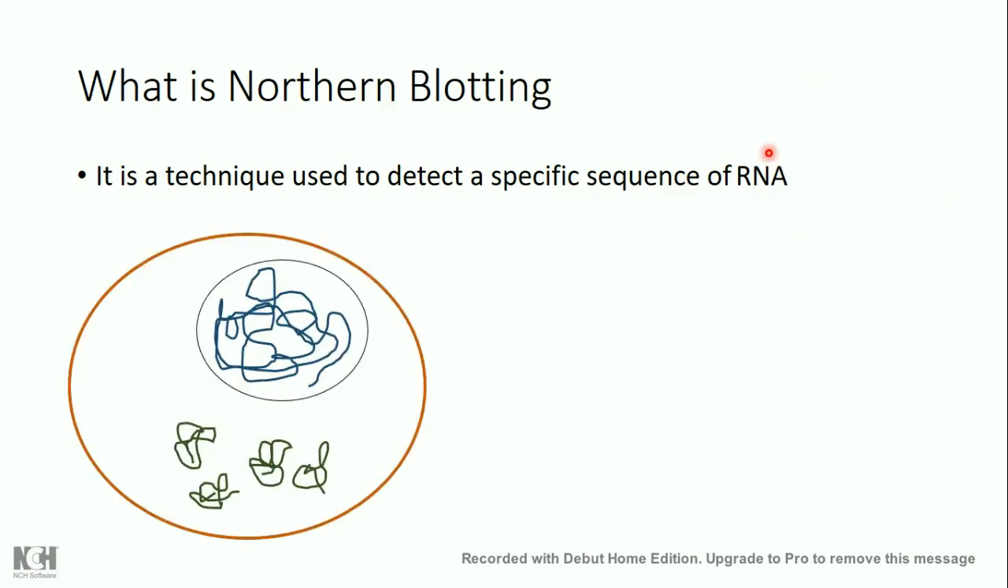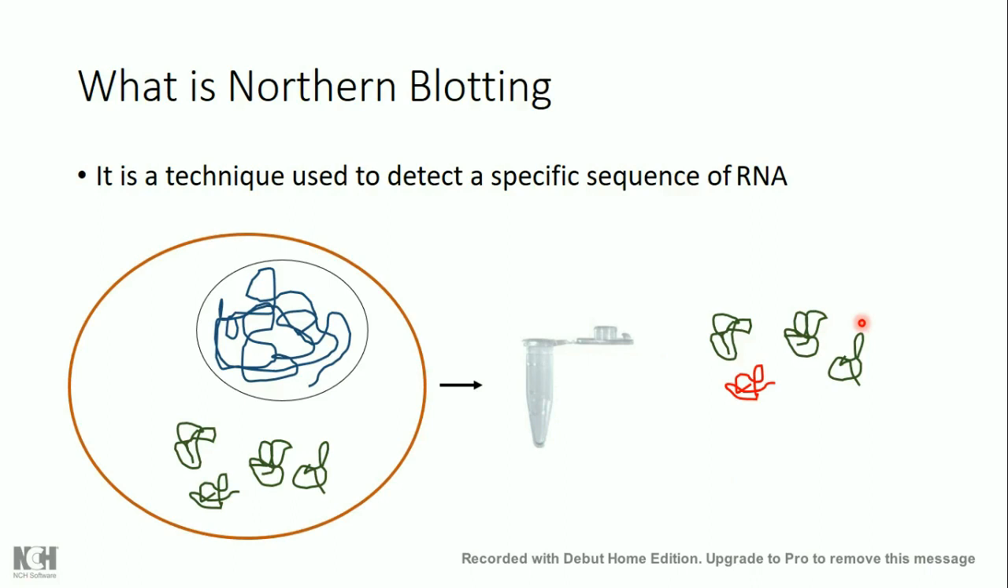So let's say I have a cell, this is the genome, these are the RNAs, then I extract the RNAs which contain the sequence of my interest. Let's say that this is the sequence of my interest, and I want to detect this sequence on the gel. First of all, as we did in the southern blotting, what we should do is to apply agarose gel electrophoresis.